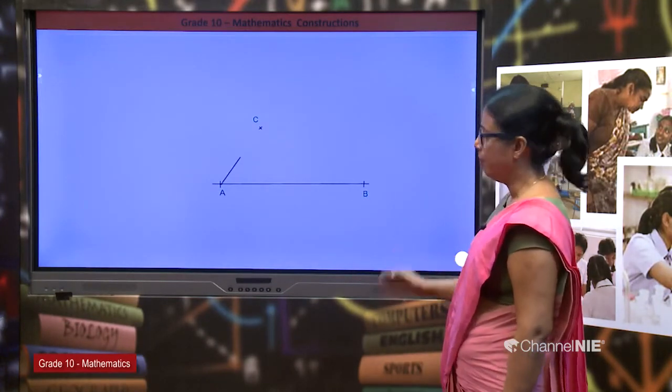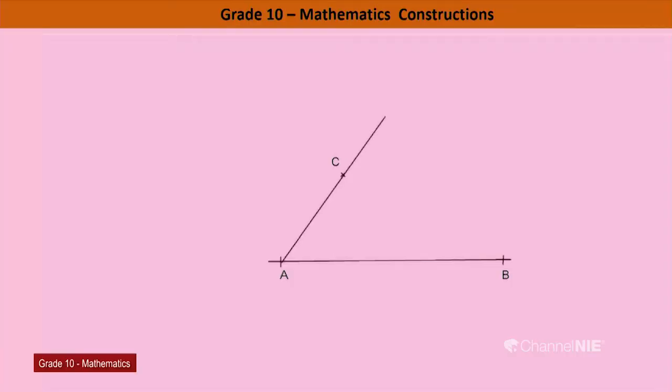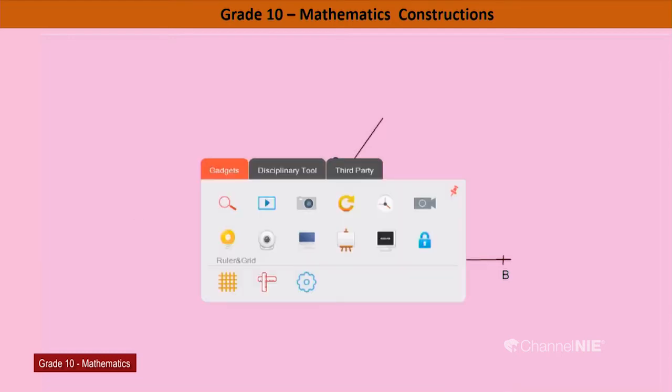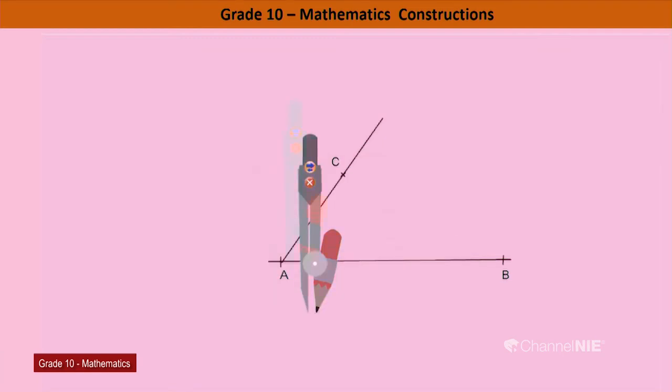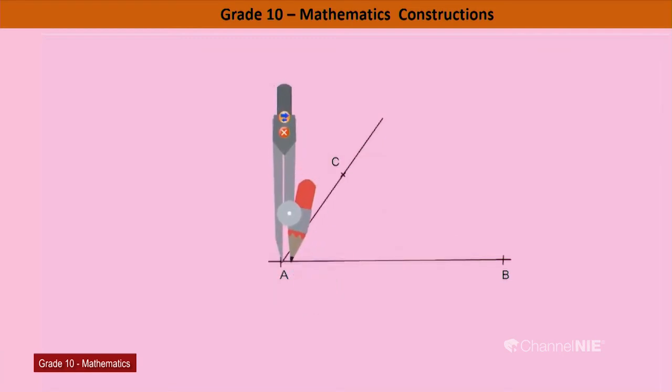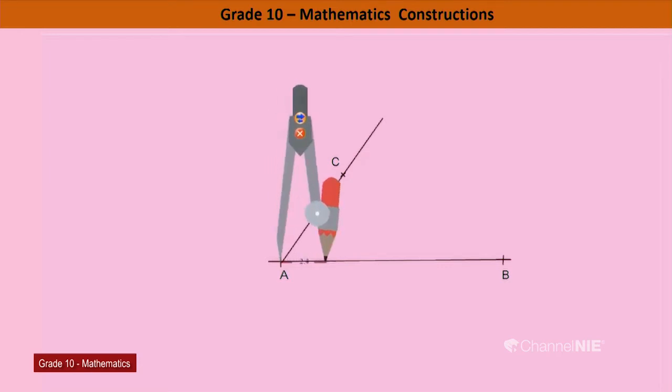You can construct AB line segment. There is a point C. Join that A and C or either B and C. I have joined A and C. We are going to copy angle BAC on C.